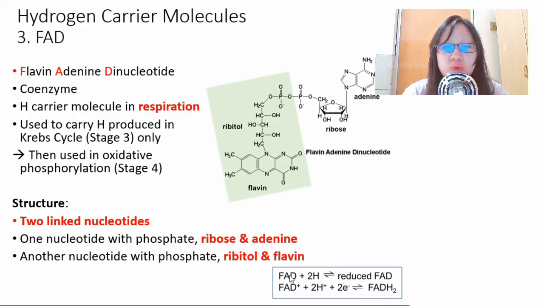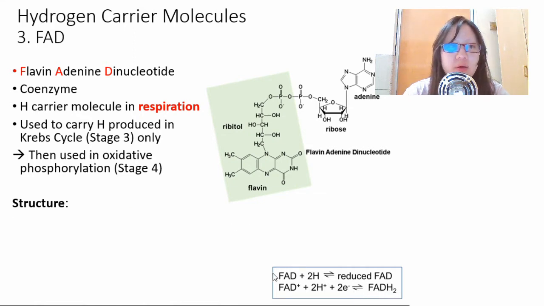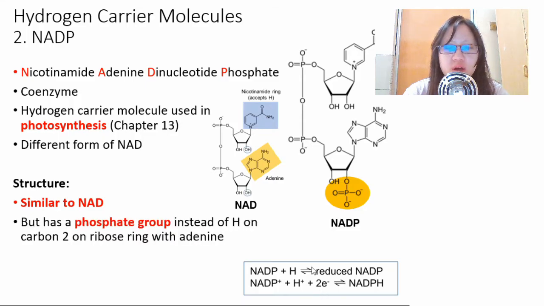But most importantly, we do need to know how to write these equations. FAD doesn't pick up only 1 hydrogen, but it picks up 2 hydrogen, so it's FAD plus 2H equals reduced FAD. Note the reversible sign here. Or you can write it this way: FAD plus 2H+ plus 2 electrons will be FADH2. Going back a bit to NADPH, which I forgot to talk about just now, NADPH is pretty much the same as NAD except that it has a phosphate group attached to it. The same goes for its chemical formula.